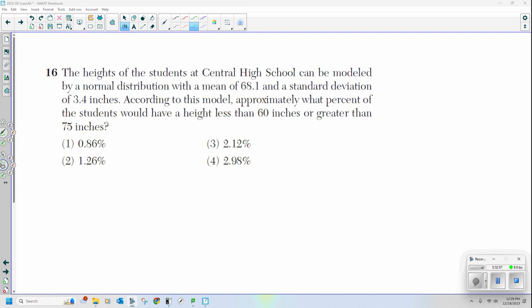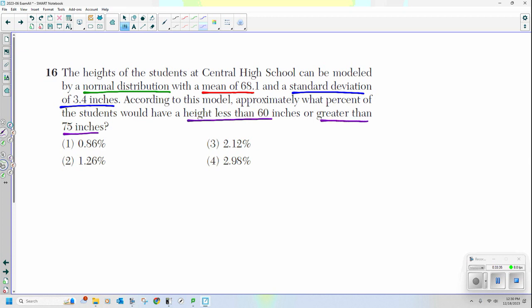Whew! Last but certainly not least. The heights of the students at Central High School can be modeled by a normal distribution with a mean of 68.1 and a standard deviation of 3.4 inches. According to this model, approximately what percent of the students would have a height less than 60 inches or greater than 75 inches? Oh, I'm going to use a calculator. As soon as I see that, I love it.